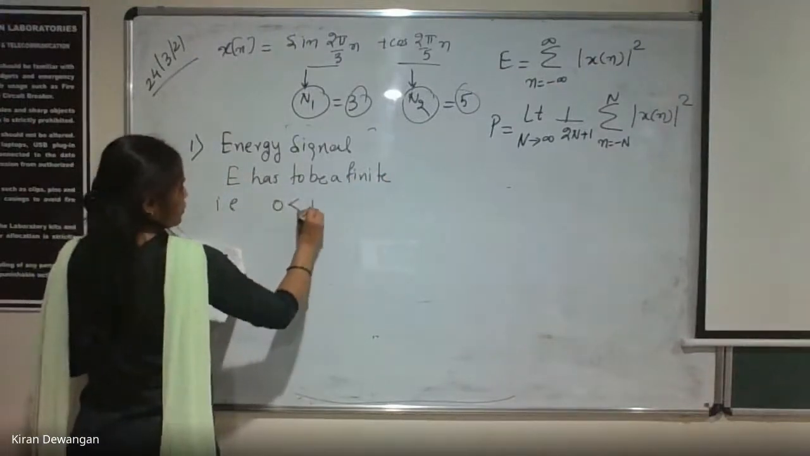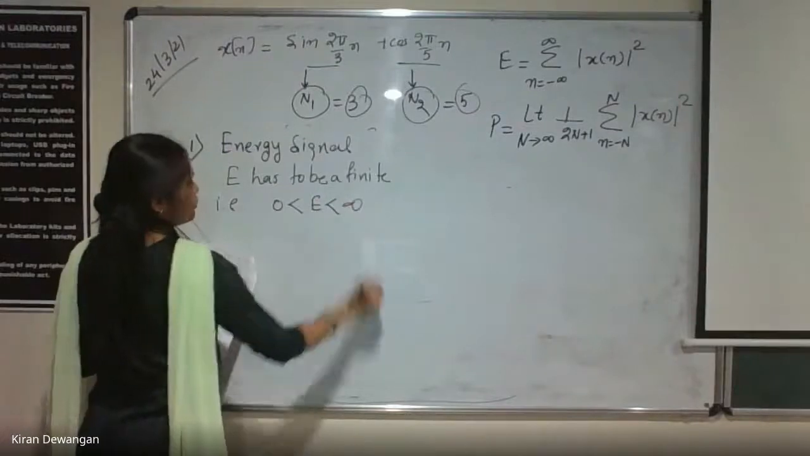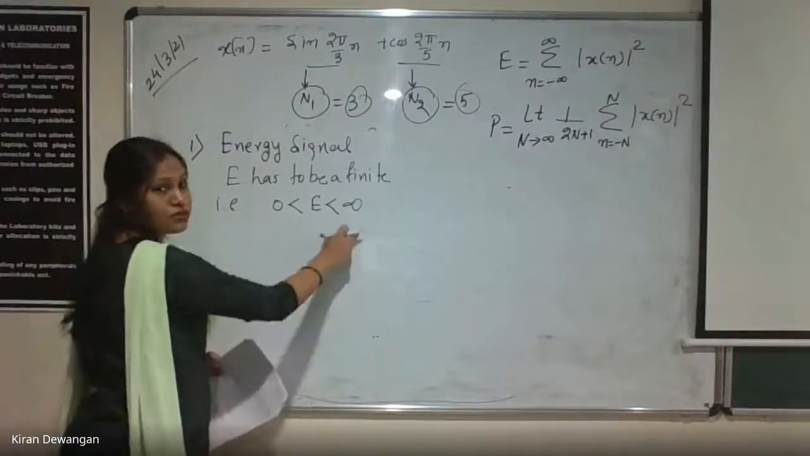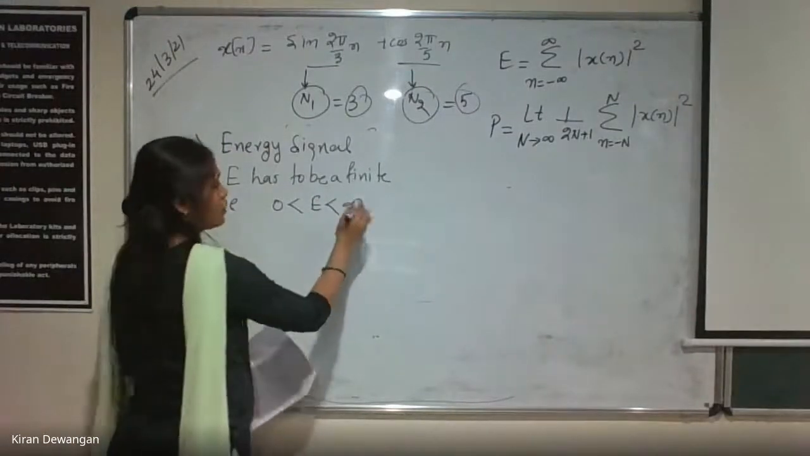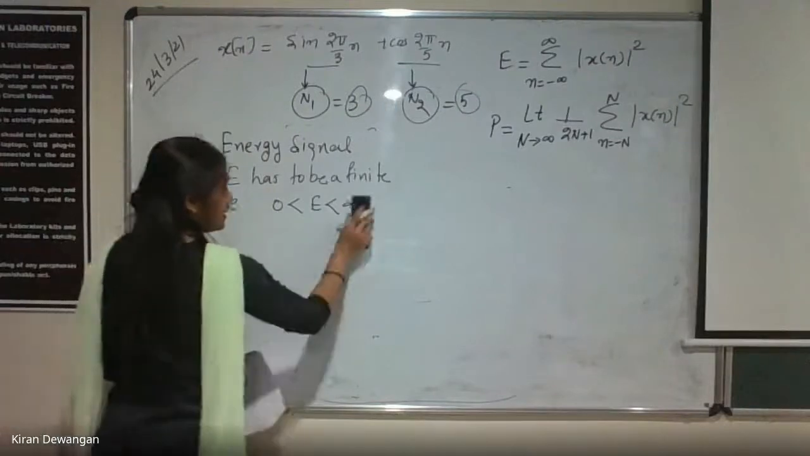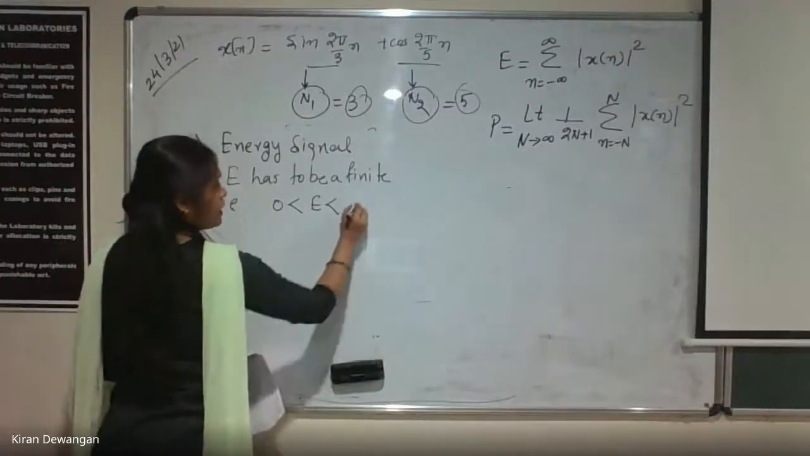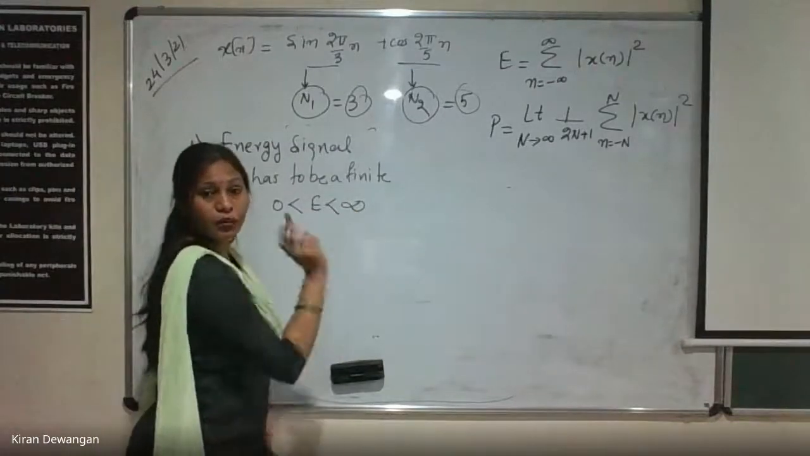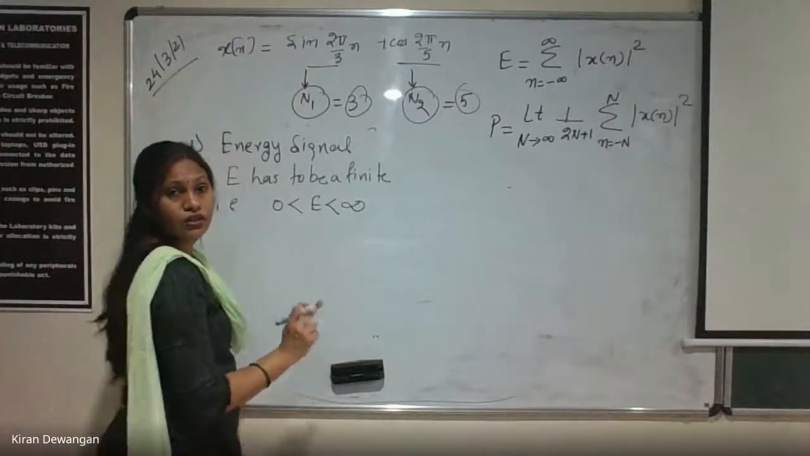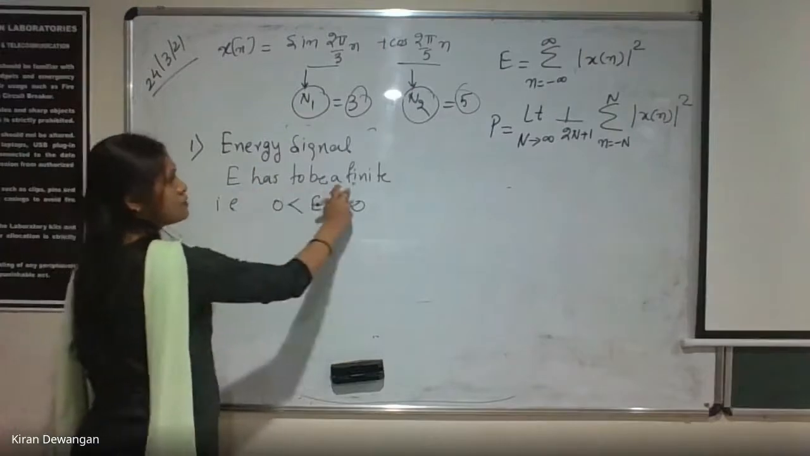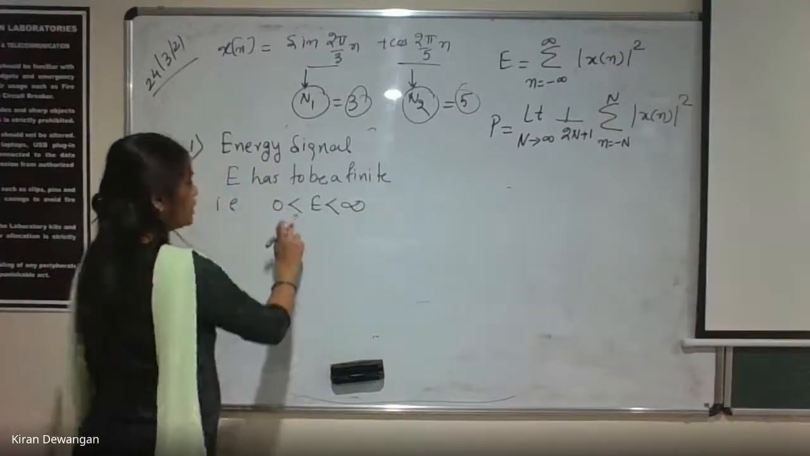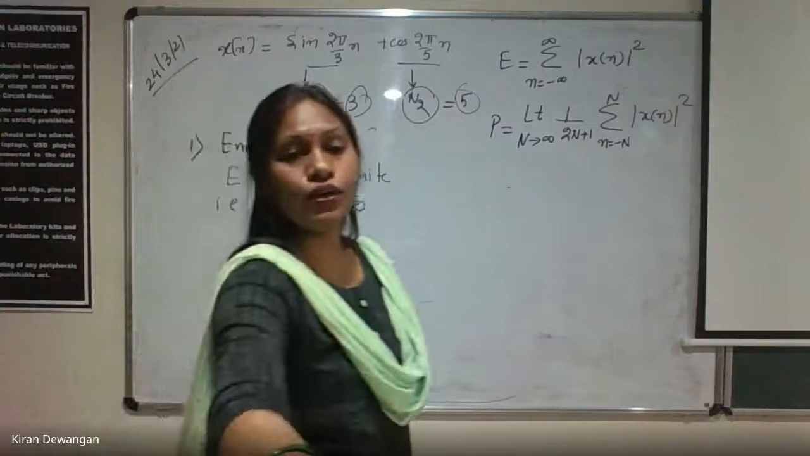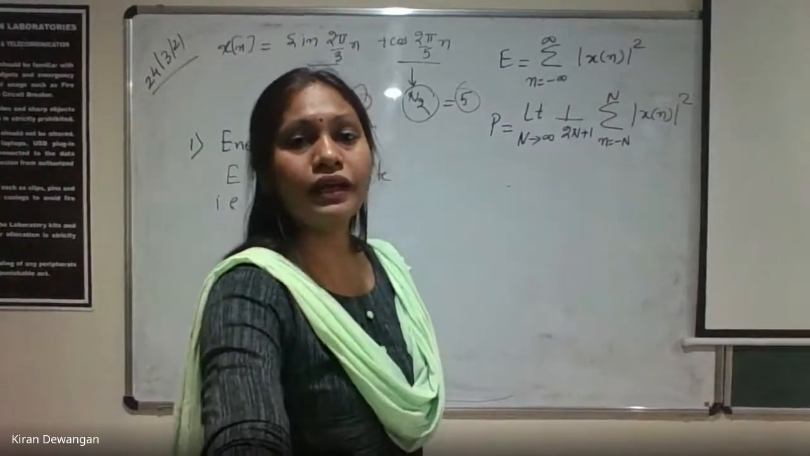That is 0 to infinity. E value has to be a finite value. मतलब ये 0 to infinity के बीच में कोई finite value रहेगा. It cannot be an infinite value. So what it is saying? Energy has to be a finite value. Clear? तो energy को finite value होना पड़ेगा for the signal to be an energy signal.